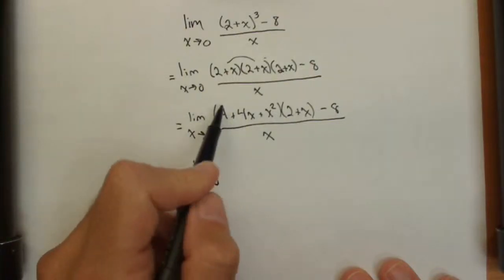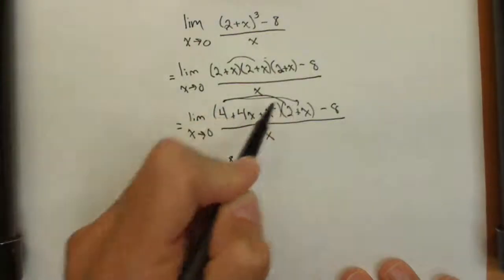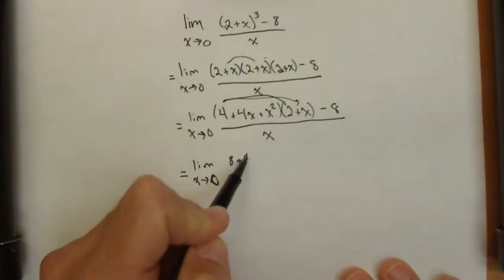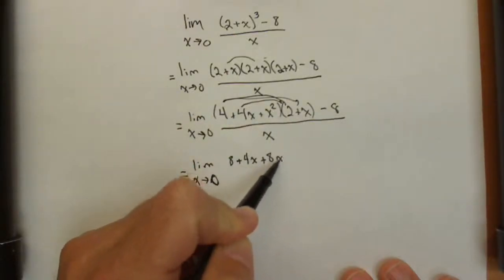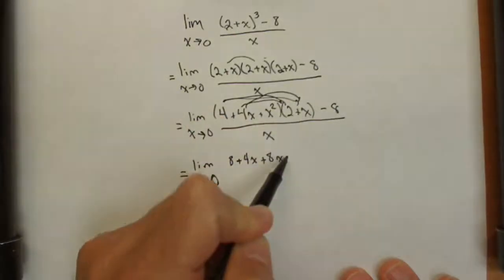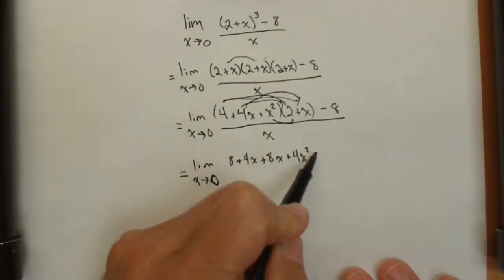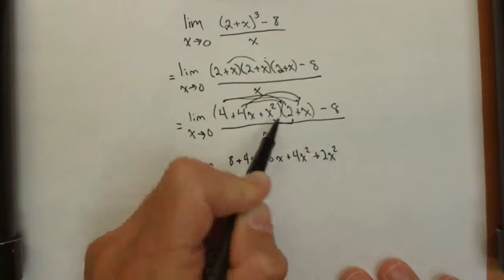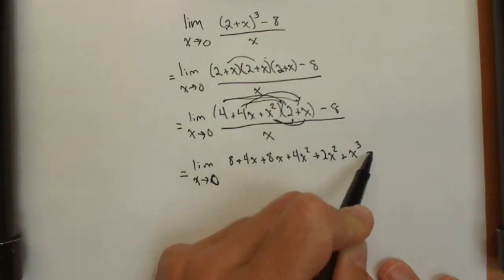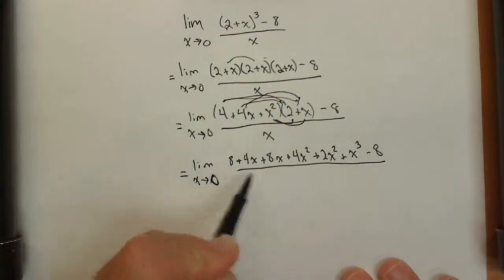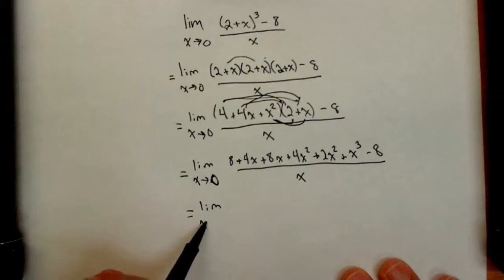Now if we multiply these together, 4 times 2 is 8. 4 times x is plus 4x, plus 8x, plus 4x squared, plus 2x squared, plus x cubed minus 8 all over x. So now we simplify, combine like terms, and see what we get.